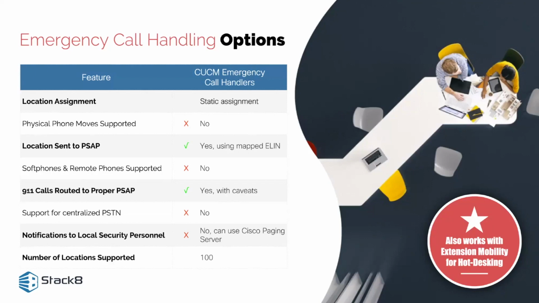And the final thing is, again, the second part of Kari's law, which is to send a notification to the local security personnel. That will also not work. You could pair CUCM emergency call handlers with Cisco Paging Server, which will be able to trigger a notification to be sent by email if a 911 call is being made. But unfortunately, by itself, UCM natively cannot notify local security personnel. You need to add either Cisco Paging Server or, as we'll see in the next slide, Cisco Emergency Responder, which is a more advanced solution.